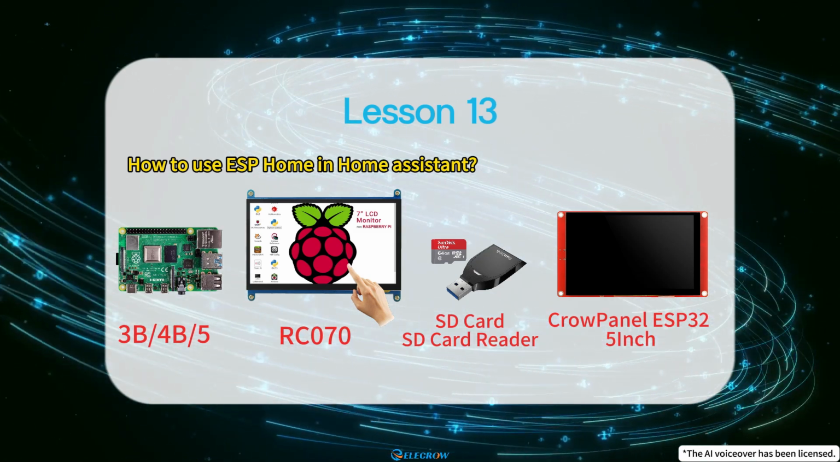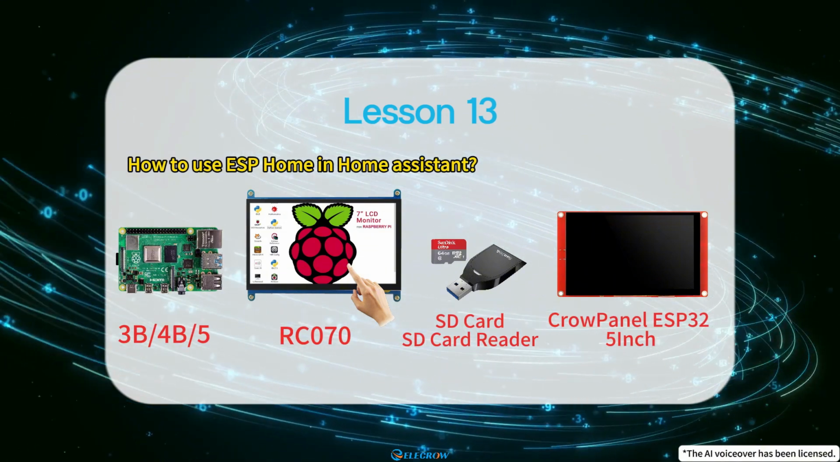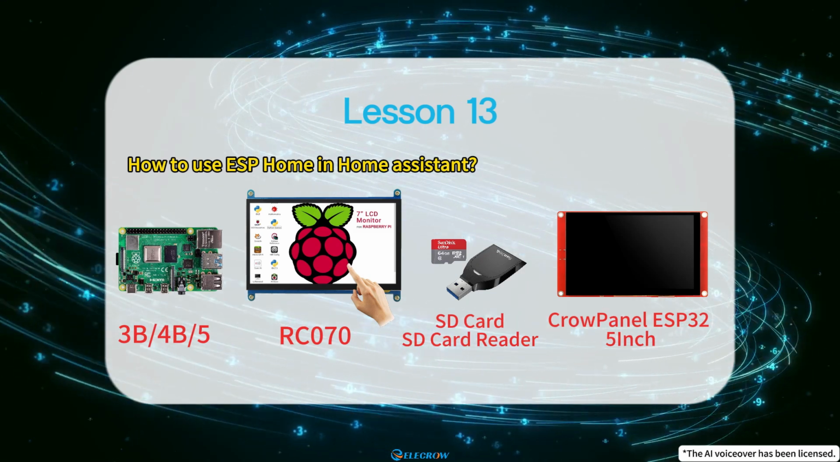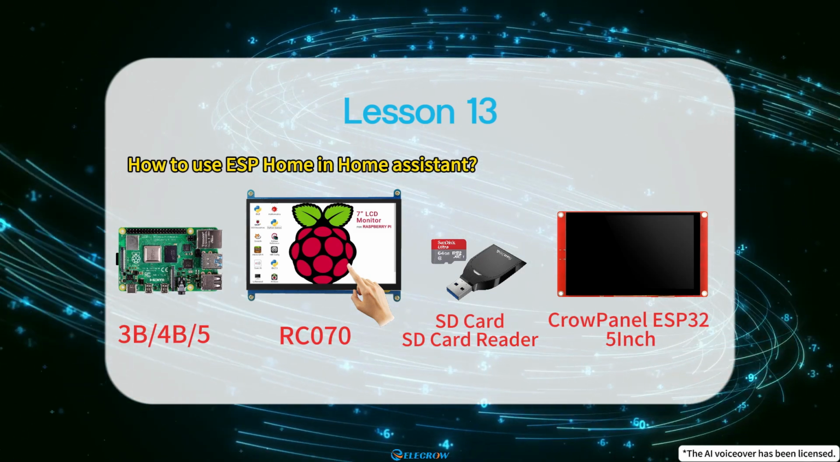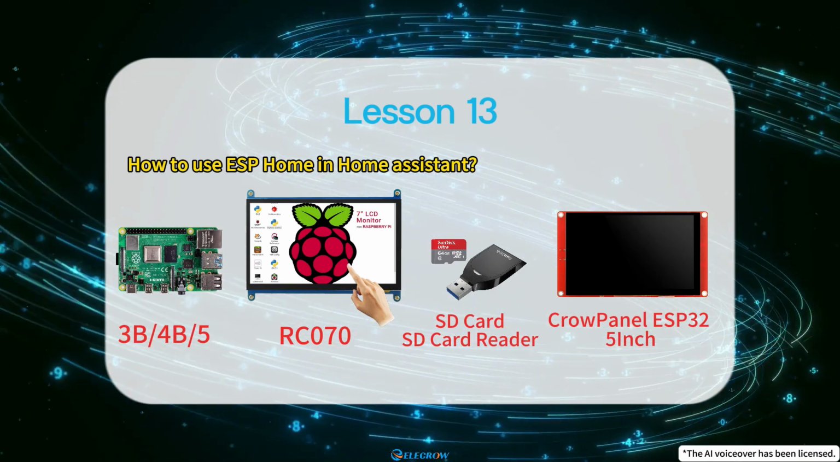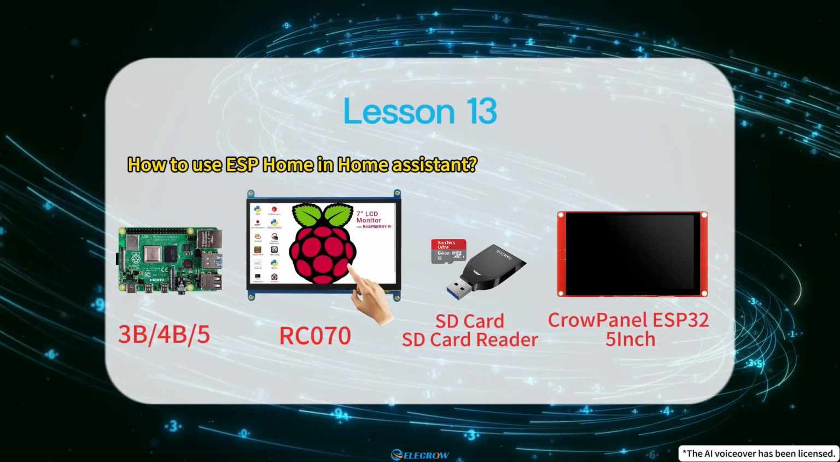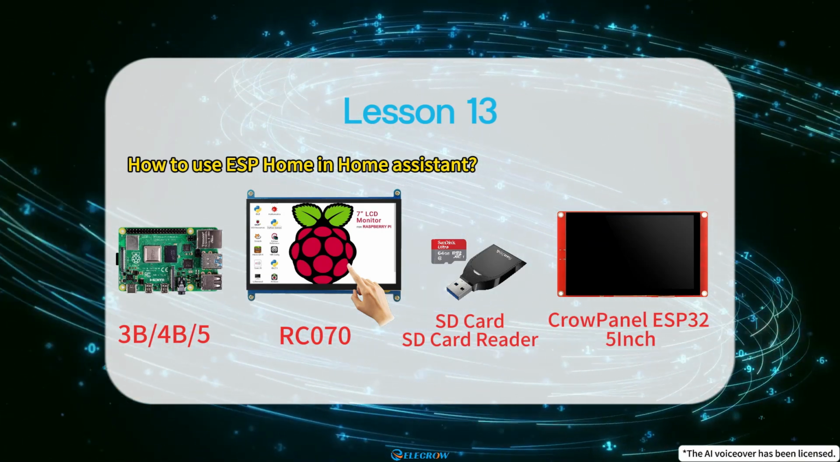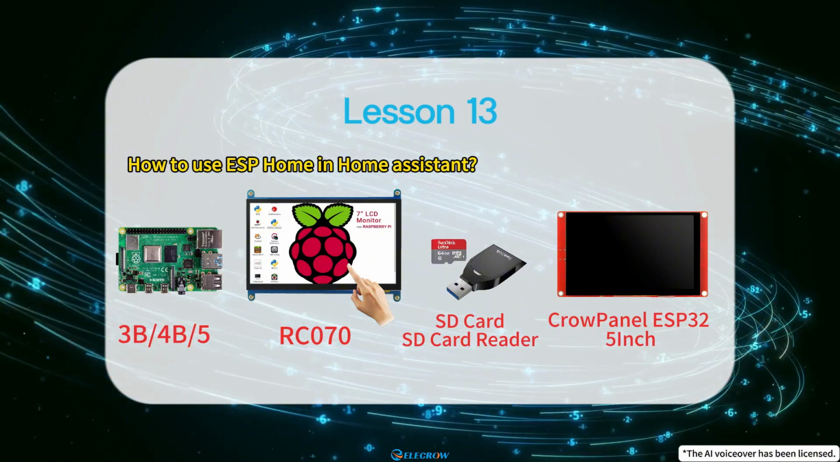In this video, I will burn the Home Assistant image to the SD card and then boot it using the Raspberry Pi as the Home Assistant server, with the CrowPanel as a device in Home Assistant. I can access the server's panel from my phone or computer to control the CrowPanel and check its current status. Next, let's see how to operate.